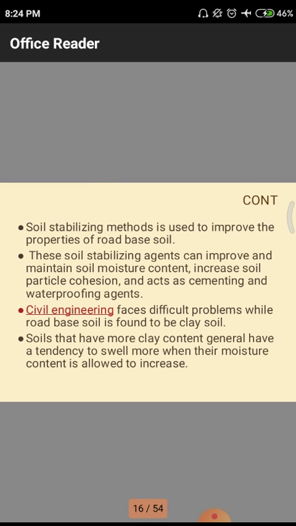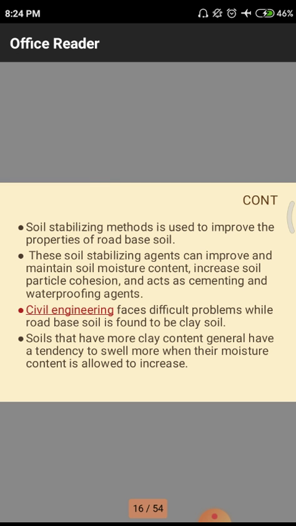Next one: these soil stabilization agents can improve and maintain soil moisture content, increase the soil particle cohesion, and act as cementing and waterproofing agents. Here what we have to observe is the soil stabilization agents. What are the soil stabilization agents? They are simply chemicals and cementitious materials. Those are soil stabilization agents.